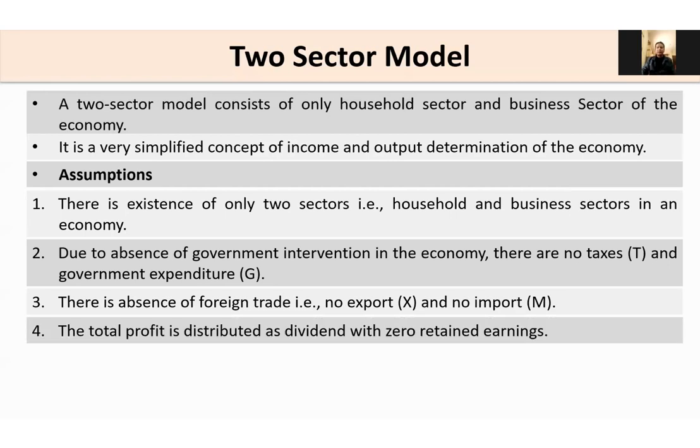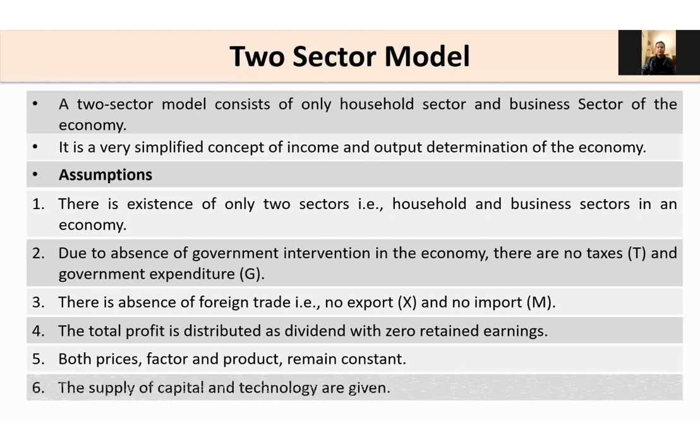The total profit is distributed as dividend, with zero retained earnings. It means total profit is distributed as dividend. Both the product prices and the factor prices are assumed to be constant. The supply of capital and technology are given. So these are the assumptions of this two-sector model.